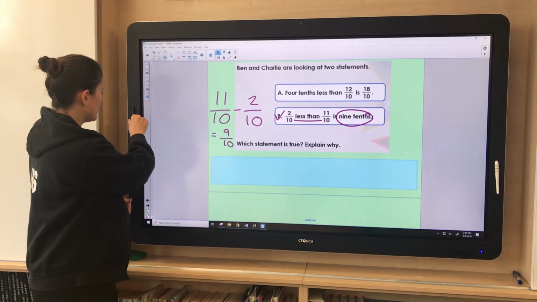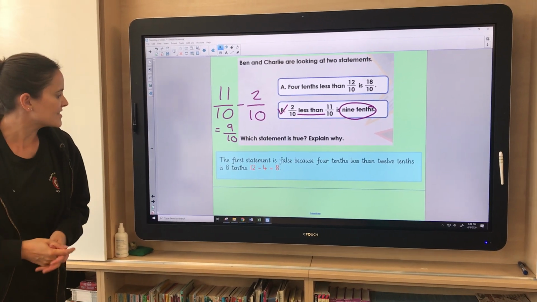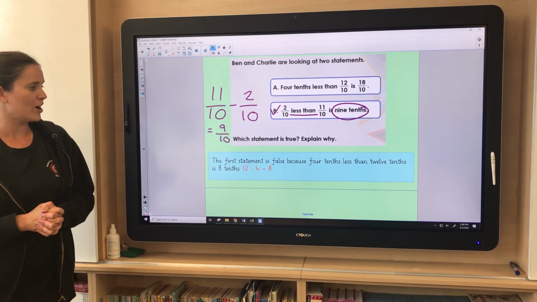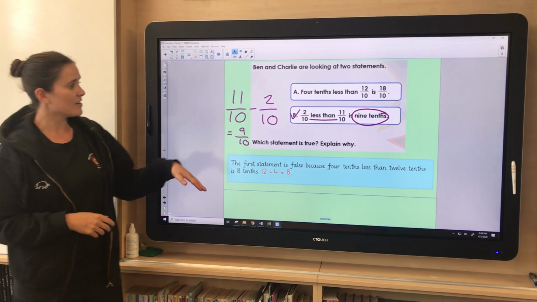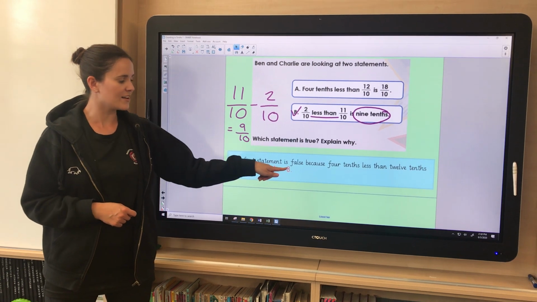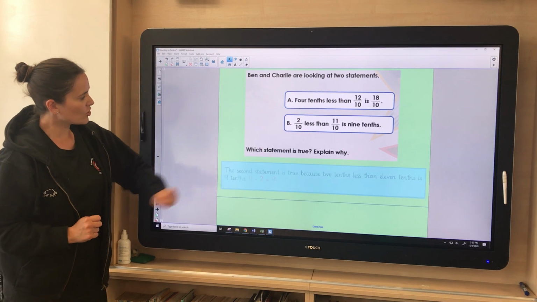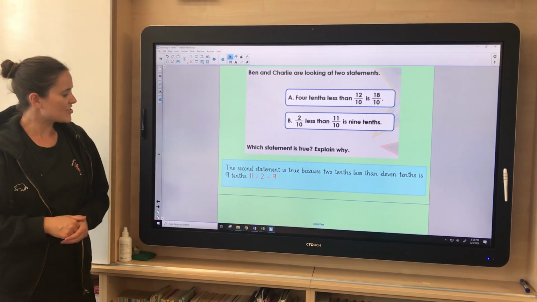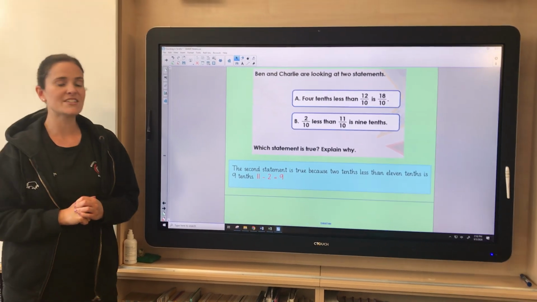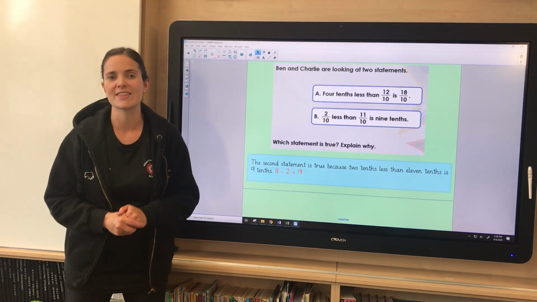Okay? So underneath here, I've talked about the first statement. It says the first statement is false because 4/10 less than 12/10 is 8/10. And that was the working out we did for the first statement. And we've got the numerator calculation there. We know that one is wrong. Moving on to our statement B, the second statement is true because 2/10 less than 11/10 is 9/10. And that was the numerator calculation that we did there.